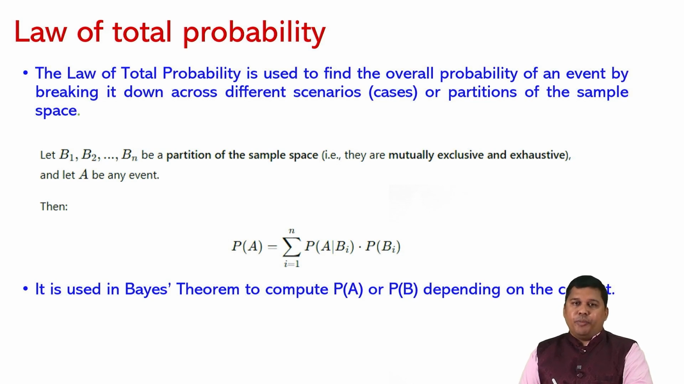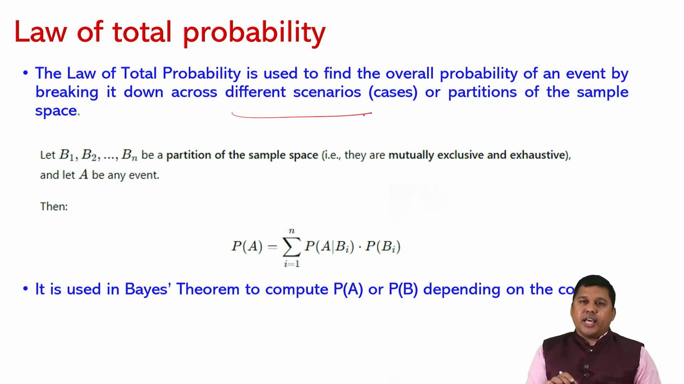What is the law of total probability? There is one more important concept we need to understand when we study Bayes theorem, that is the law of total probability. It is used to find the overall probability of an event by breaking it down into different scenarios. Let us see the formula for that.